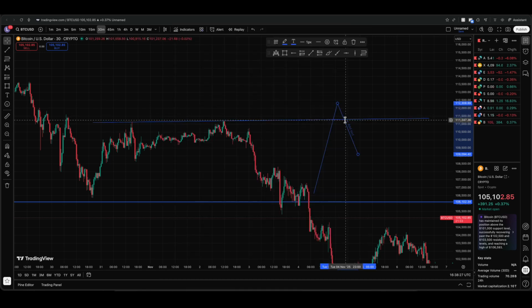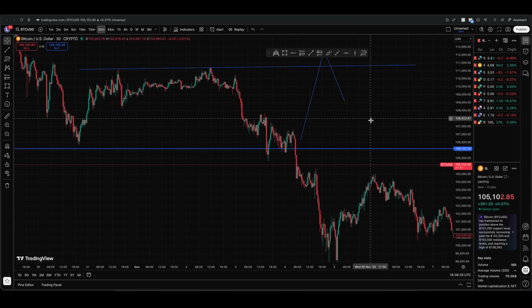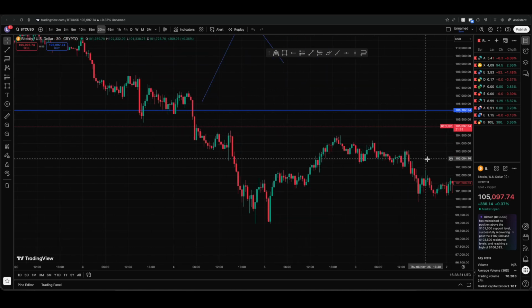So here we have to identify which is a breakout and which is a fake out. Let me tell you how to identify a breakout and a fake out. So let's move back onto my iPad screen. Breakout versus fake out.